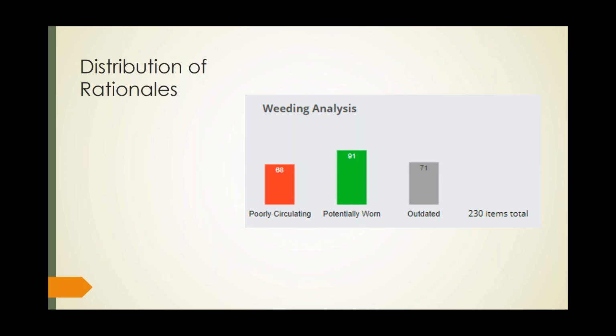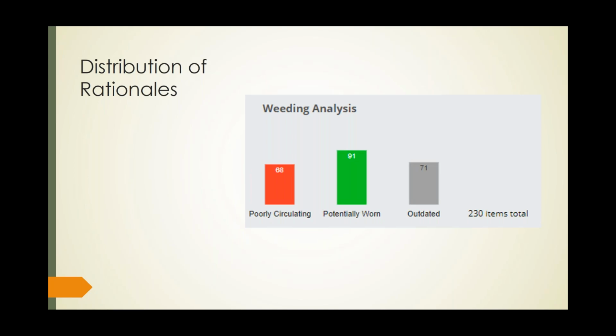And then the last feature piece on the slide is this distribution of the rationale. If you remember, in the current version it will show you a rationale on each item. It will say this came up on your list because it's poorly circulating according to your rules for poorly circulating. Or because it's potentially worn because it has circed over X number of times. Or because it's outdated, because the pub date is more than 10 years or whatever you set, or because it's been in your library system longer than a certain number of years.